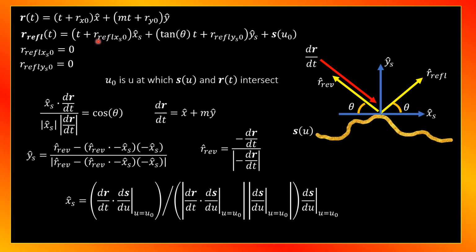And oh yeah, one more thing. R refl x_s of 0 is going to be equal to 0, and so is R refl y_s of 0, because those are the starting points in the s coordinate system. You know, x hat s and y hat s comprise the basis for the s coordinate system that starts at s of u naught. So our line is going to start at 0, 0 in that coordinate system.